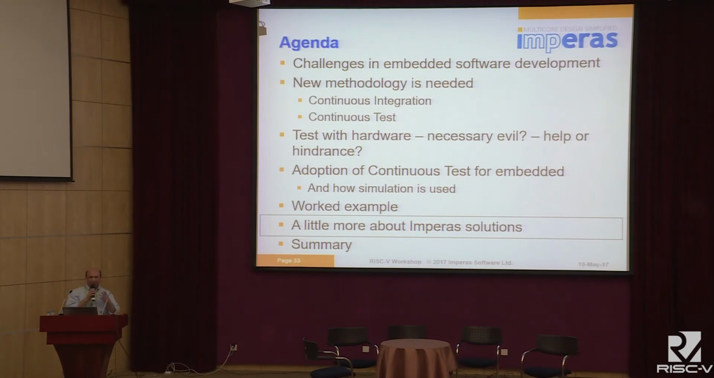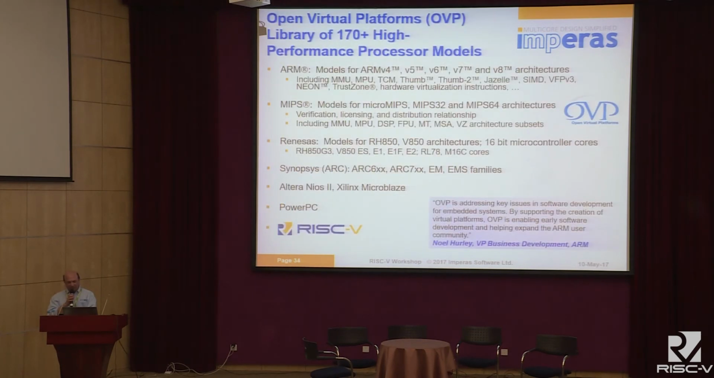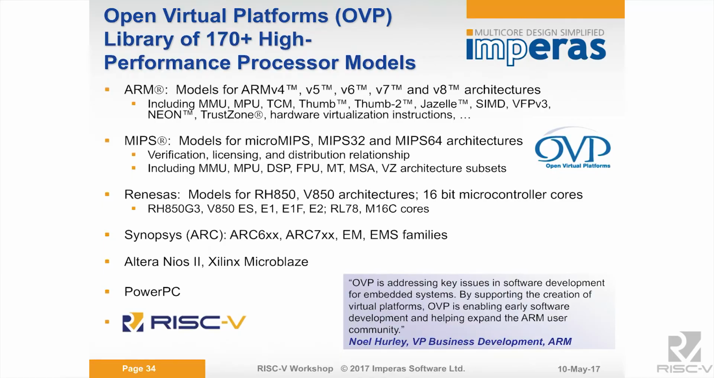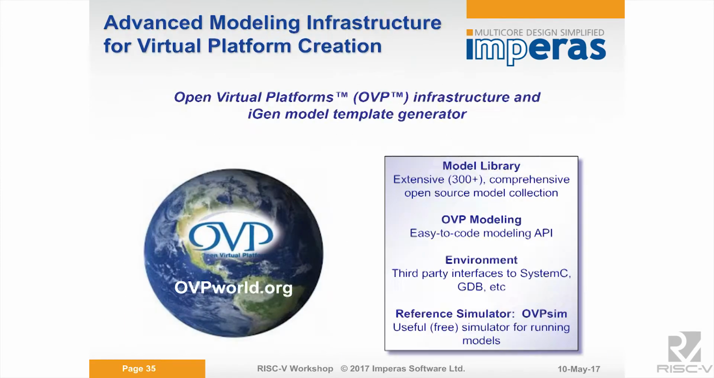So since I'm up here and I've hopefully got your attention, a couple of minutes on Imperas and what we're doing with RISC-V. So we've got a website called Open Virtual Platforms. On Open Virtual Platforms, we have a library of more than 170 high-performance processor models. We've got pretty much all the embedded cores there, and recently we added the RISC-V cores, both 32 and 64-bit cores. We've also got on the Open Virtual Platforms website a peripheral model library and platforms.